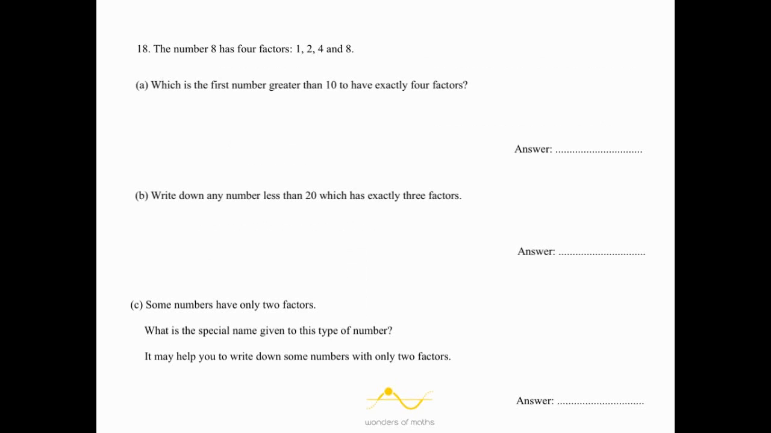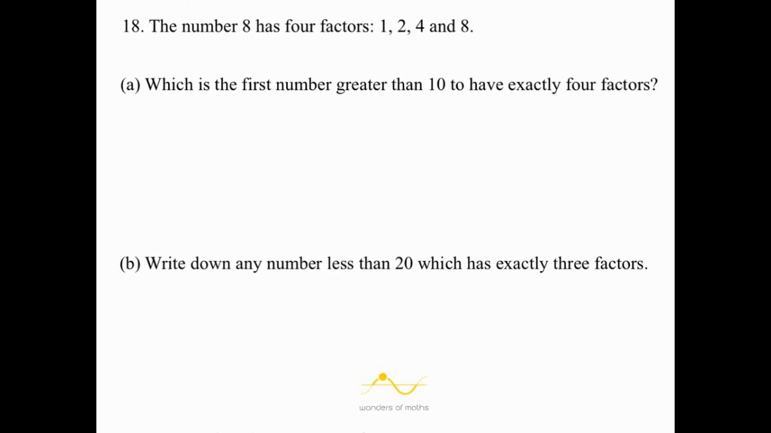Consider this question. The number 8 has 4 factors, 1, 2, 4 and 8, which is the first number greater than 10 to have exactly 4 factors. We can devise a methodical way of going about this question. Let's write down a few numbers to try out. Let's go for 11, 12, 13, 14, 15, 16, and 17. We can always try out more numbers if these ones don't work out.